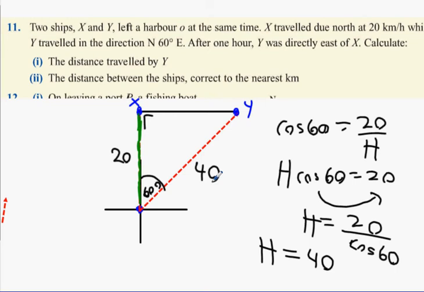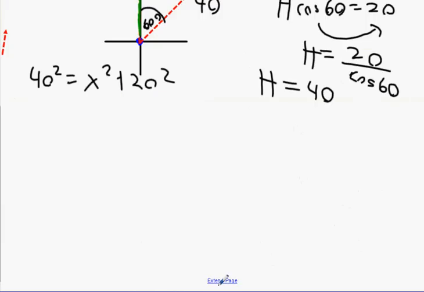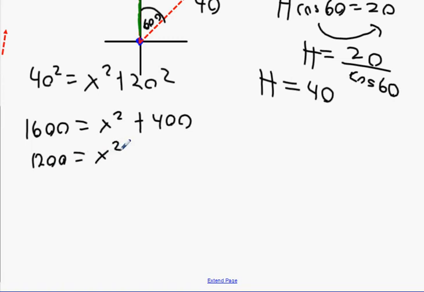You have two choices to find out what this one here is. We'll use Pythagoras this time. 40 squared equals, we'll call it x, x squared plus 20 squared. 40 squared is 1,600. That is 400. Bring it over to the other side. 1,200 equals x squared. What's x then? Root 1,200? 34.6, which rounds up to 35.